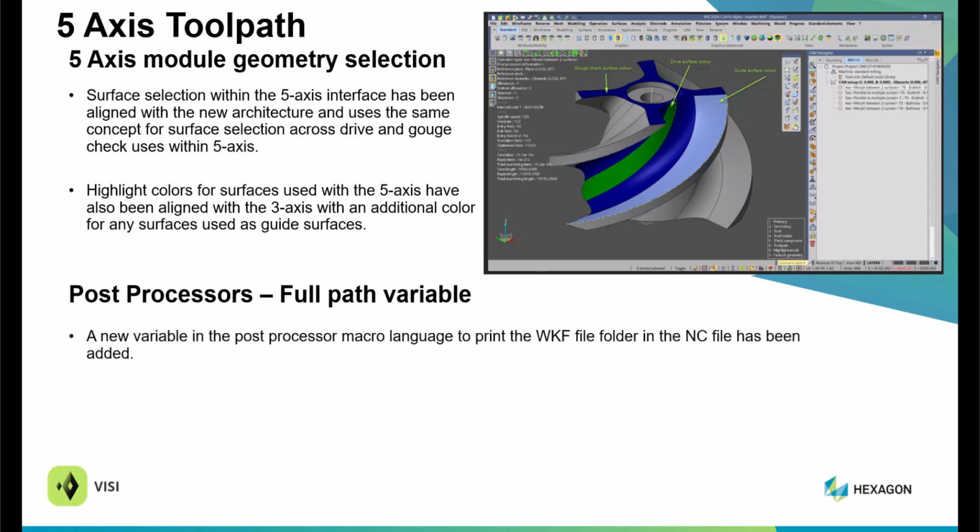Post-processor full path variables: a new variable in the post-processor macro language for the print of the work file has been created within the NC file, and the extension would be FLDWKF.